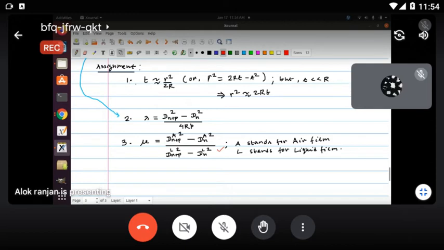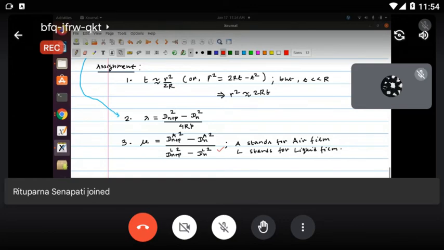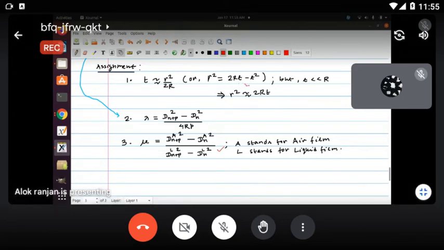So the first one, as I said, you need to derive the relation between the thickness of the air film t and the radius of the Newton's rings, and the radius of curvature of the plano-convex lens. Since the thickness of the air film is much smaller than the radius of curvature of the plano-convex lens, we can approximate 2Rt minus t squared as 2Rt, and therefore we have this relation.